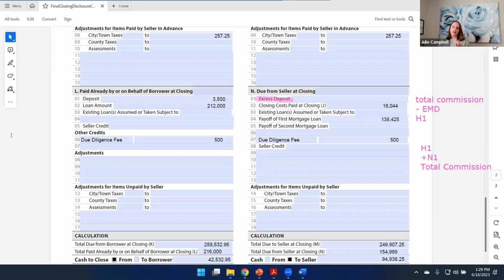So credit the buyer in L. Part of the commission is in H1. The rest of it, which will equal the amount of the earnest money deposit, is in N1.